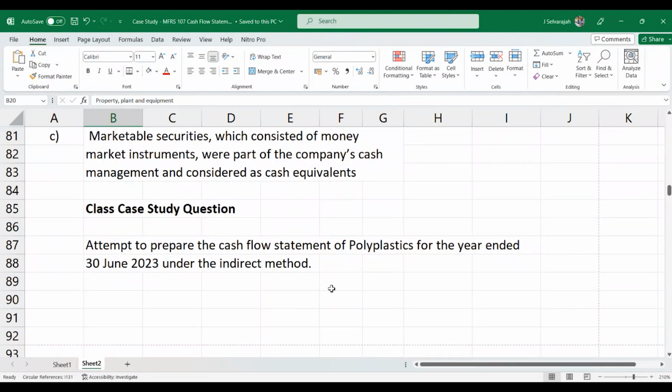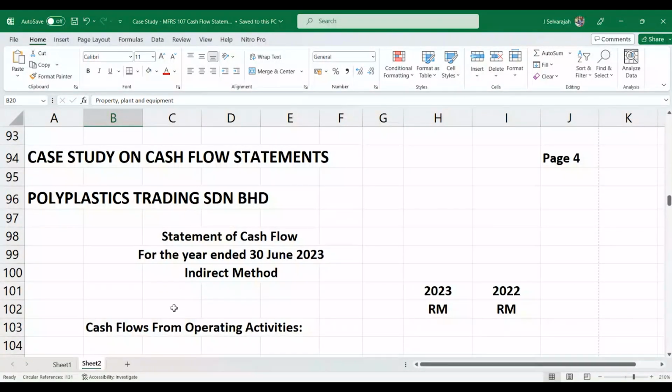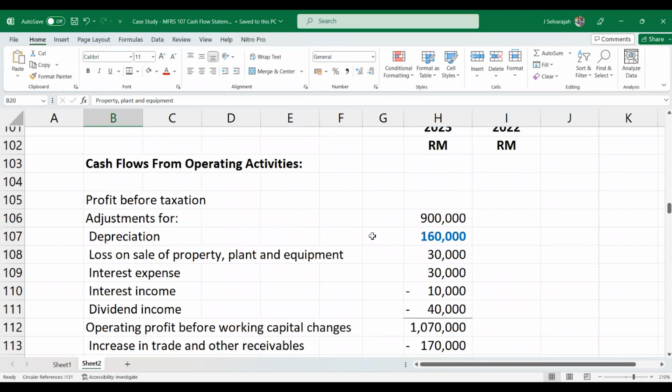So having said that, let's prepare the cash flow statement of Polyplastic for the year ended 30th June 2023. So this is the question. I've not given you this, but together with the Polyplastics accounts, I will also send this to you. All right. This is the statement of cash flow. So now let's look at it one by one. We will go a little bit slower here. This is important to understand.